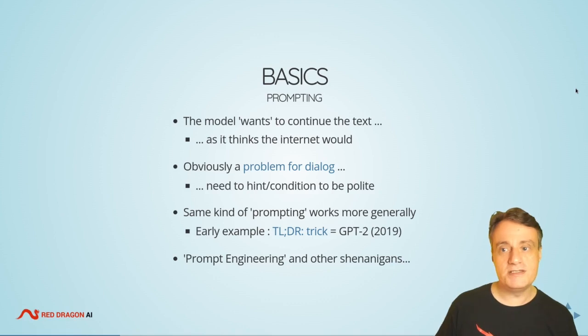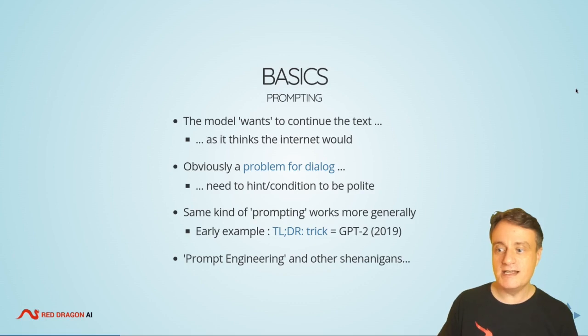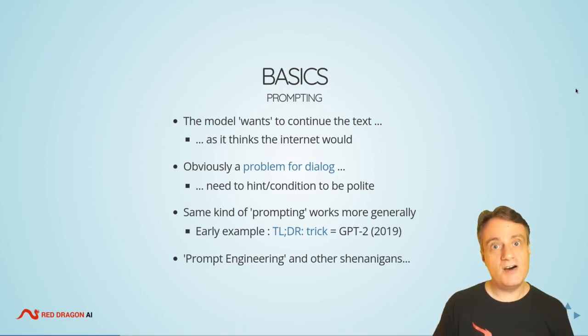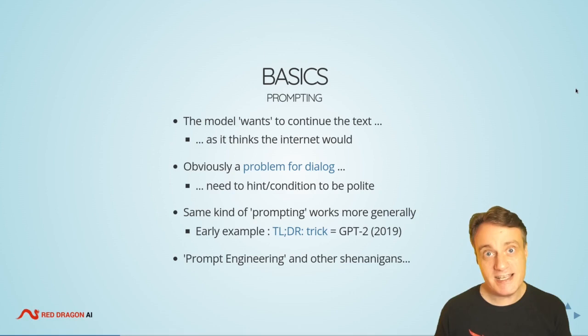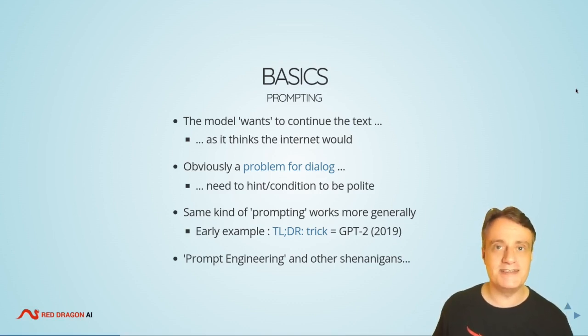And what people have found is that this kind of hinting works more generally than just where on the internet is this. For instance, an example of this would be the TLDR trick, where back in 2019 with the GPT-2 model, OpenAI found that if you gave it a news article, for instance, and then after the news article you say TLDR, the next token it will want to produce will actually start a summary of the news article it just read, because that's what people do with the TLDR output when they're writing on the internet in maybe a discussion group.